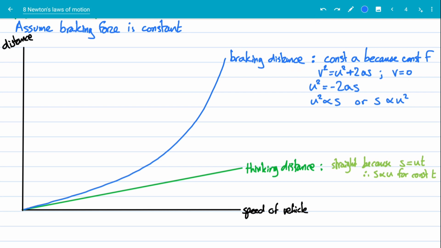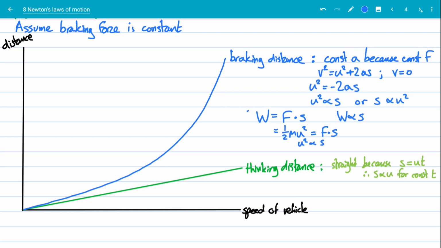Now, we could answer it in terms of the dynamics and say that the work done is equal to the force multiplied by the displacement. And because it's a constant force, that means the work done is proportional to the displacement. And we could say that the work done is equal to half mv squared, the total energy that the car had before it's, so it should be u then, shouldn't it? U squared, the total kinetic energy of the body before it started braking. And so you can see that u squared is proportional to s.